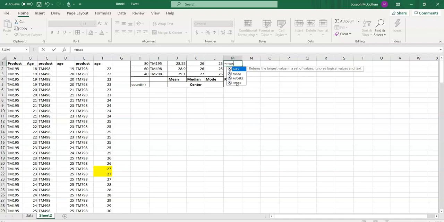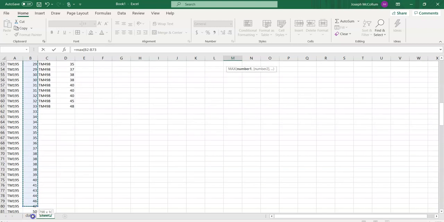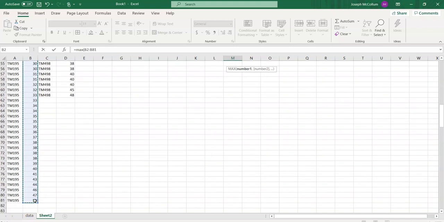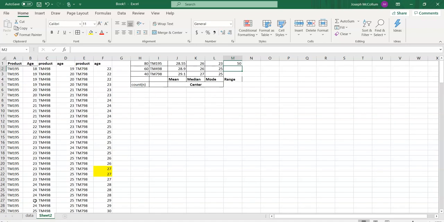I want to teach you some commands. So we have the max command, which obviously finds the max in the list. I always want to make sure you understand some of the simple commands in Excel. So max finds the maximum number in the list. And there you have it, 50.